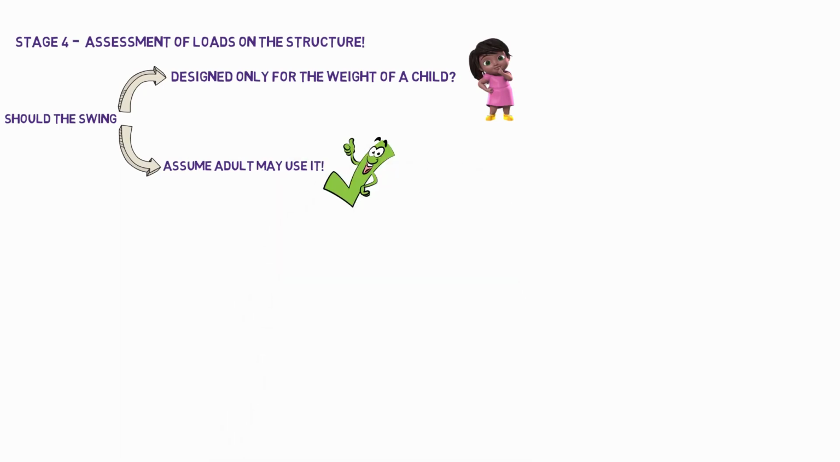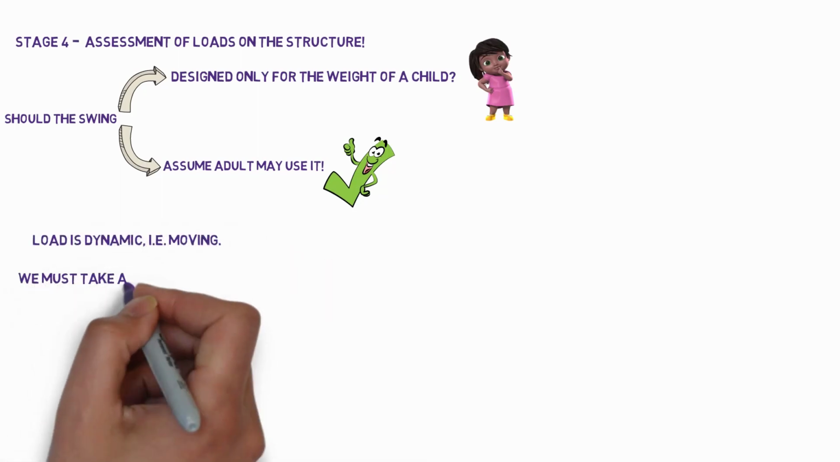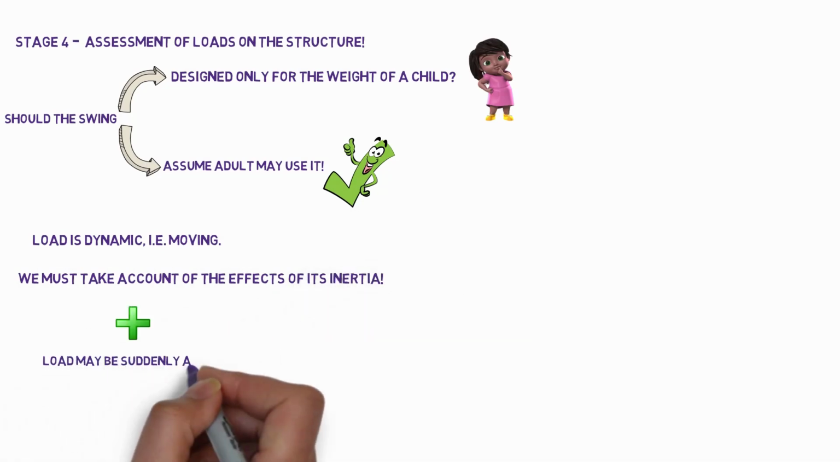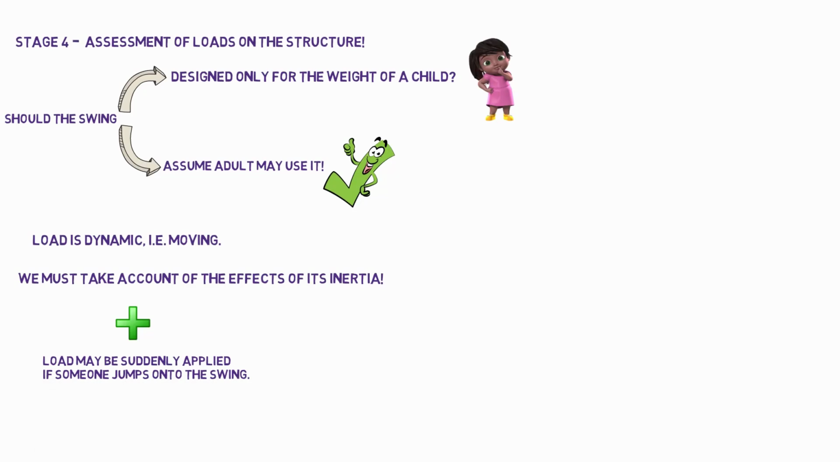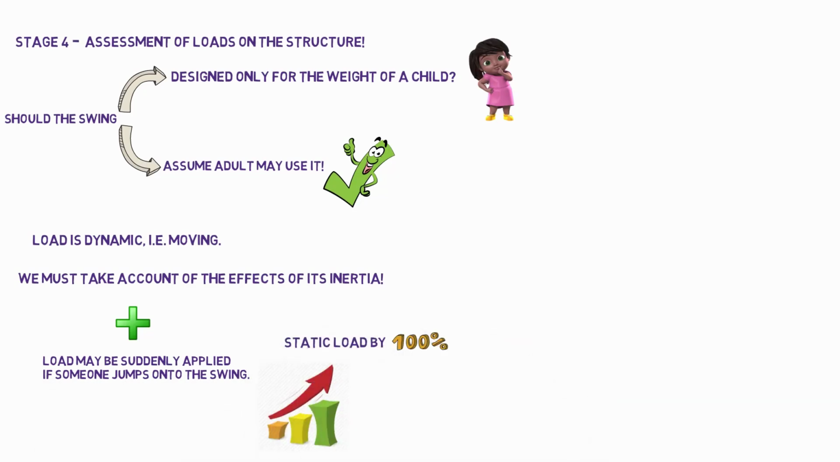We need to increase the load by a percentage to allow for the fact that the load is dynamic, in other words, the load is moving, and we must take account of the effects of its inertia. Also, the load may be suddenly applied if someone jumps onto the swing. Increasing the static load by, say, 100% ought to be enough to compensate for these effects.